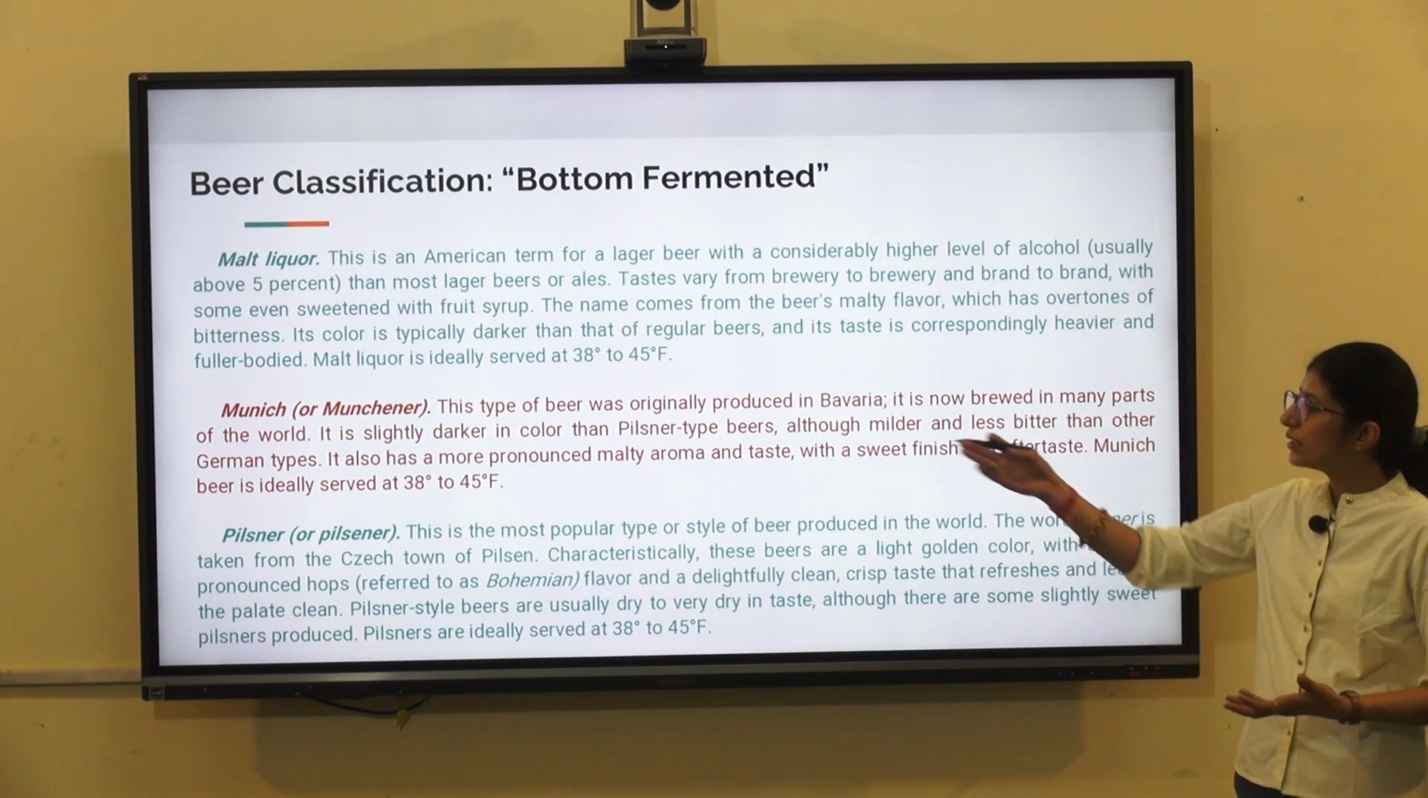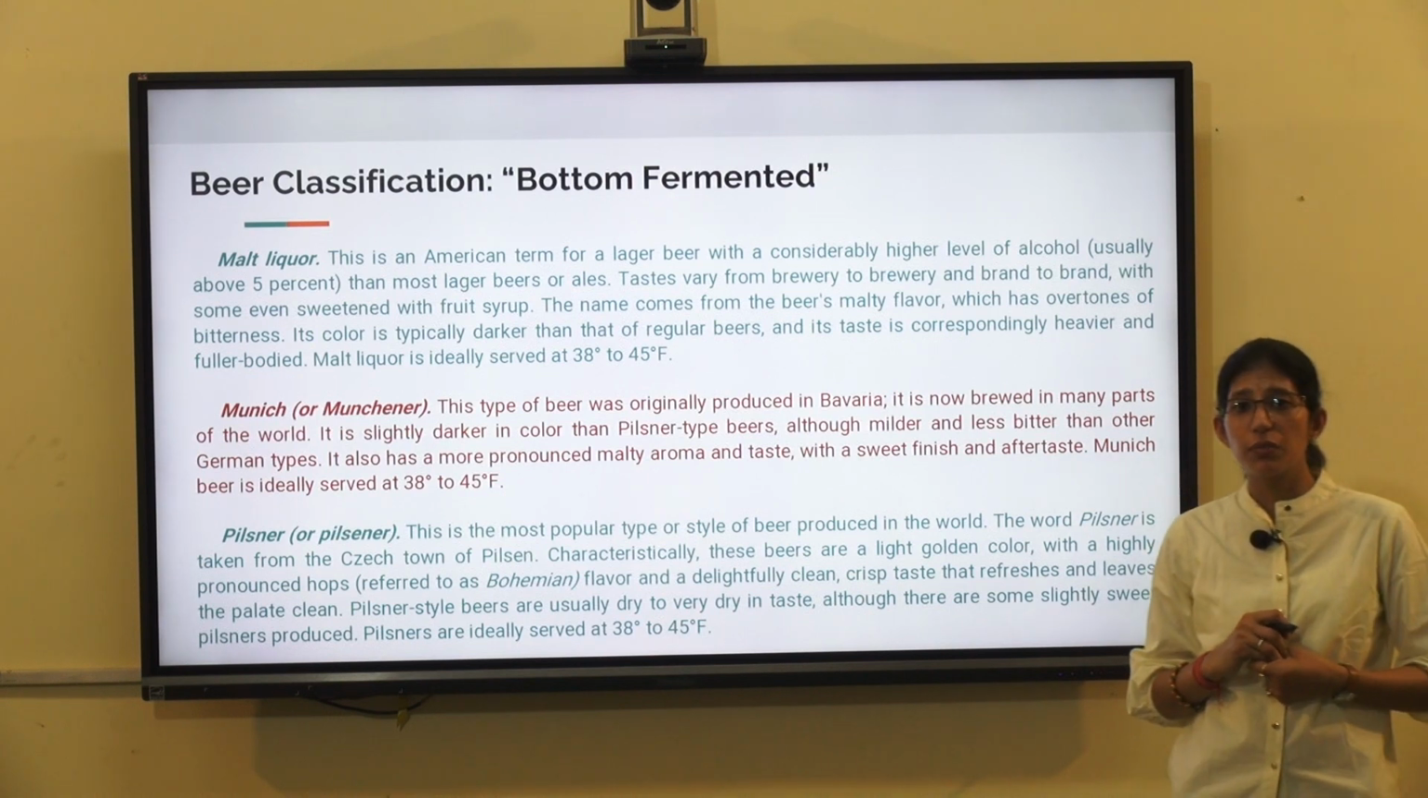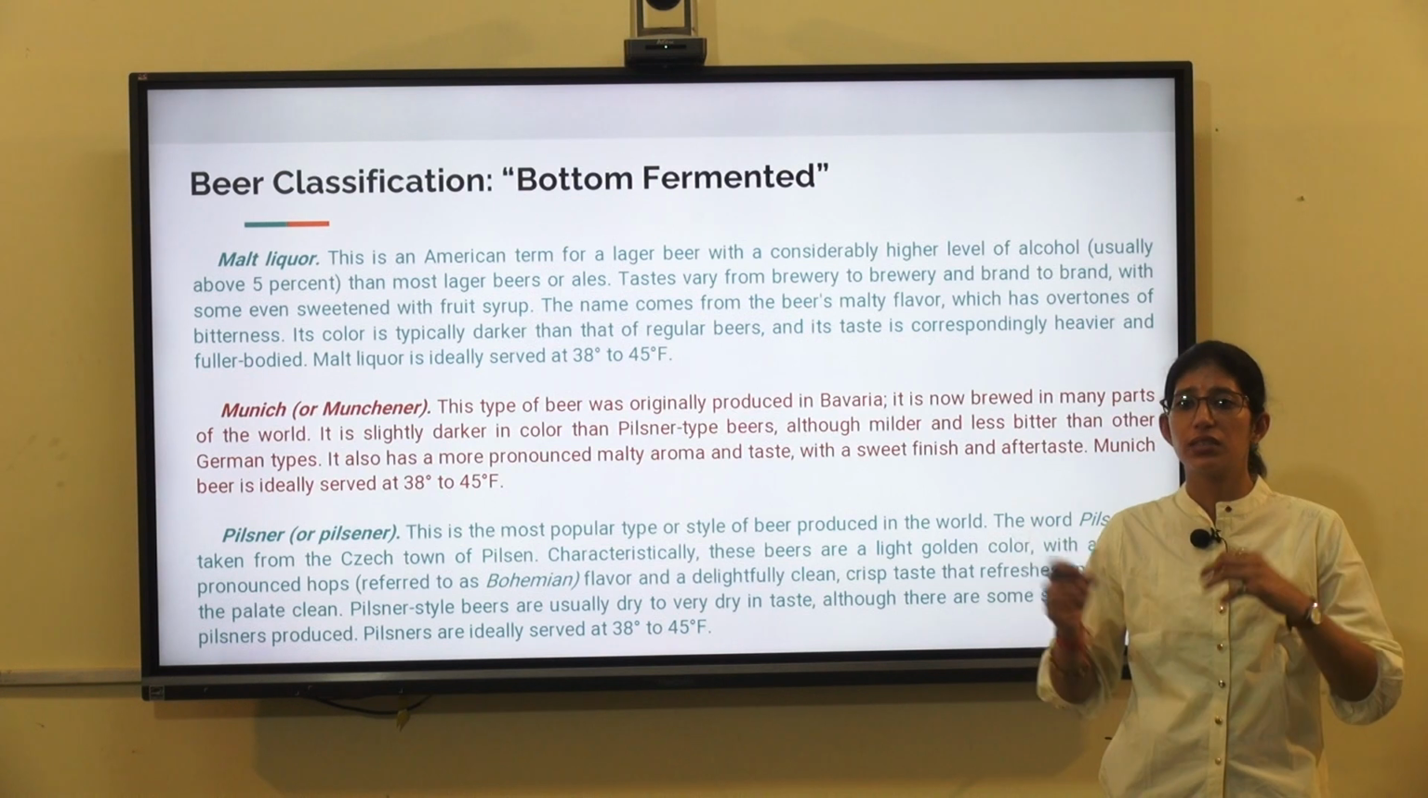It is slightly darker than the Pilsner type beers, and milder and less bitter in taste as compared to German beers. So again, we have a comparison of German beers and US beers.